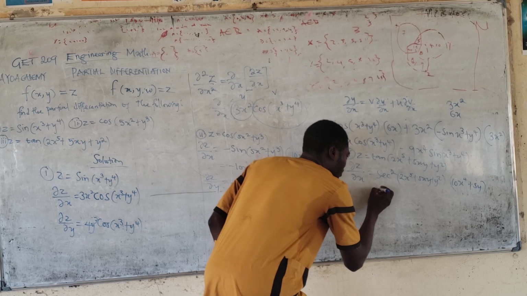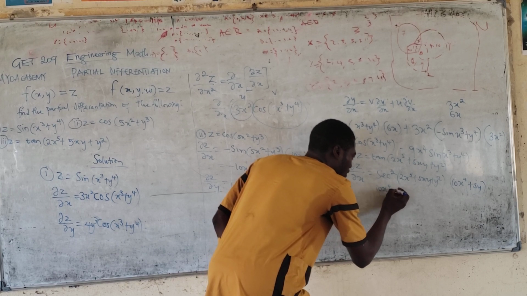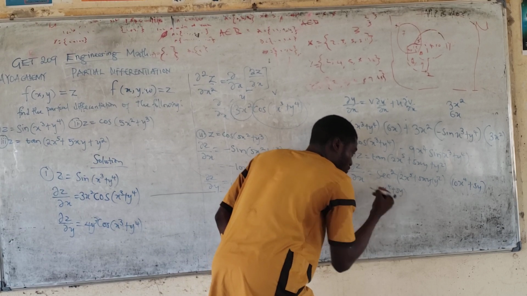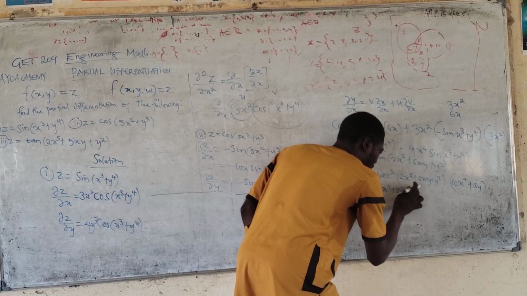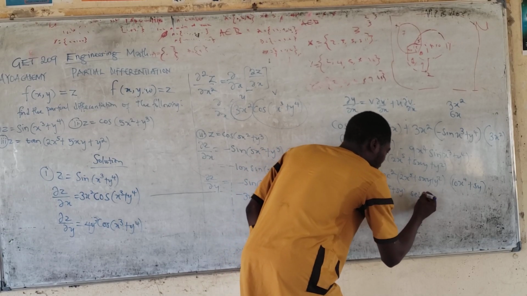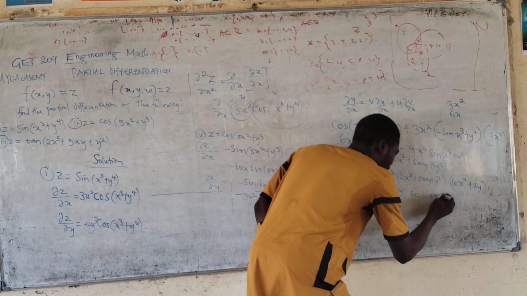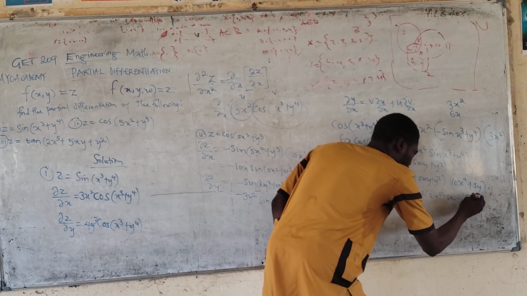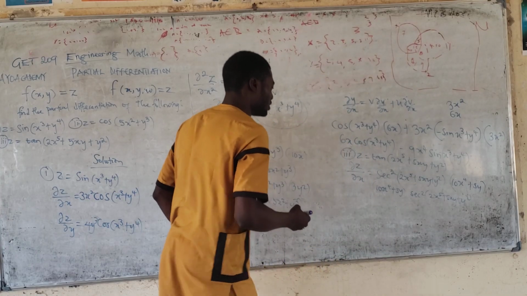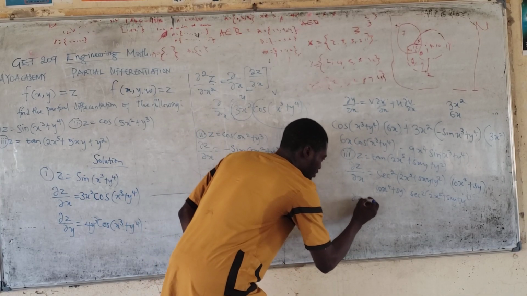So we now have 10x raised to power 4 plus 5y, and we have sec squared into 2x raised to power 5 plus 5xy plus y squared. Alright? The last one is just dz over dy.